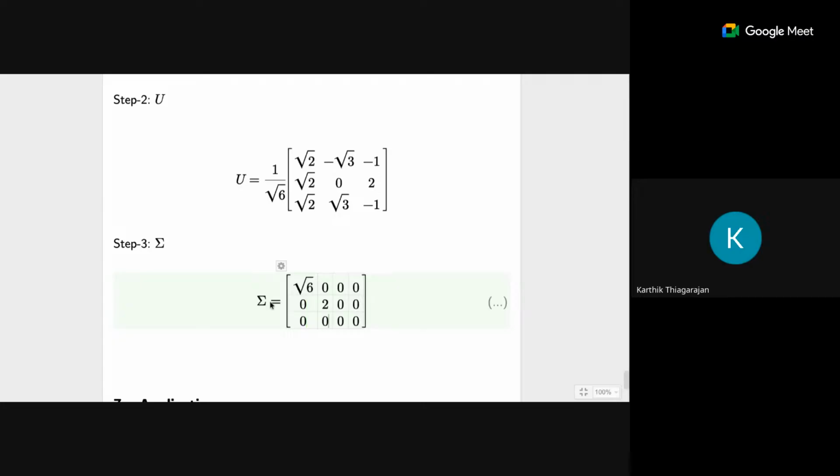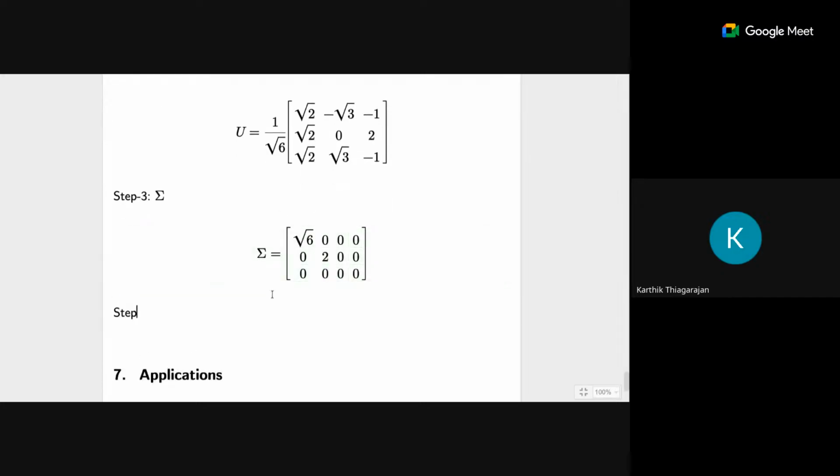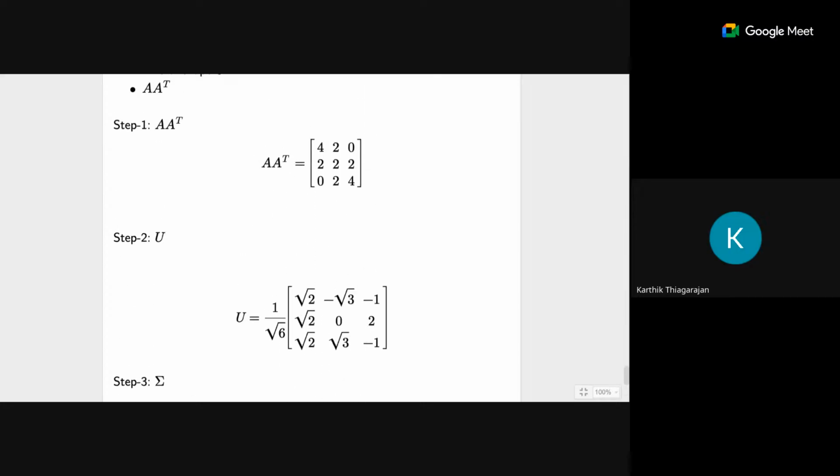Okay, so root 6, 2, 0. Is everyone clear why we are filling it this way? So it's 6, 4, and 0. Therefore, root 6, 2, and 0. Okay, now this is another change from what we have done so far. Here there are 4 steps. Step 1.